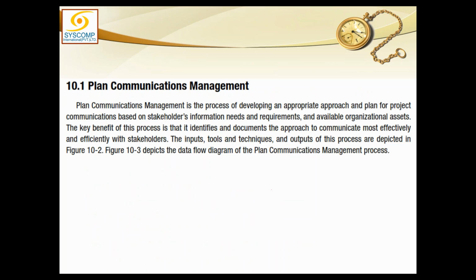First process is plan communication management. Plan communication management is where you plan all those things which I just talked about: how to collect the information, how to manage it, how to control it. The whole story is planned here. Plan communication management is the process of developing an appropriate approach and plan for project communications based on stakeholders' information needs and requirements. What information a stakeholder needs to have, and when and how, this you have to determine, along with available organizational assets. The key benefit of this process is that it identifies and documents the approach to communicate most effectively and efficiently with the stakeholders. The inputs, tools and techniques and outputs of this process are depicted in the diagram on the next page.